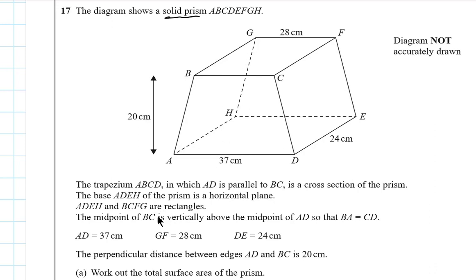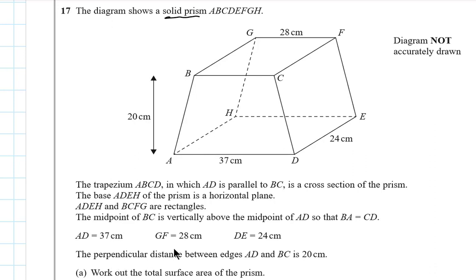This is the upper face and this is the lower face. The midpoint of BC is vertically above the midpoint of AD. Okay, this is an isosceles trapezium, right? Yes, BA equals CD. How can we use this information? This means that this angle is equal to this angle. And also if we draw a perpendicular line here and a perpendicular line here, this part to the right and this part to the left will be equal, as we will see later.